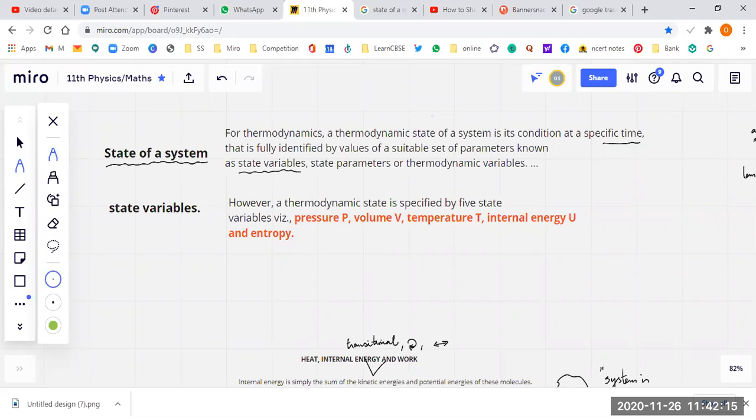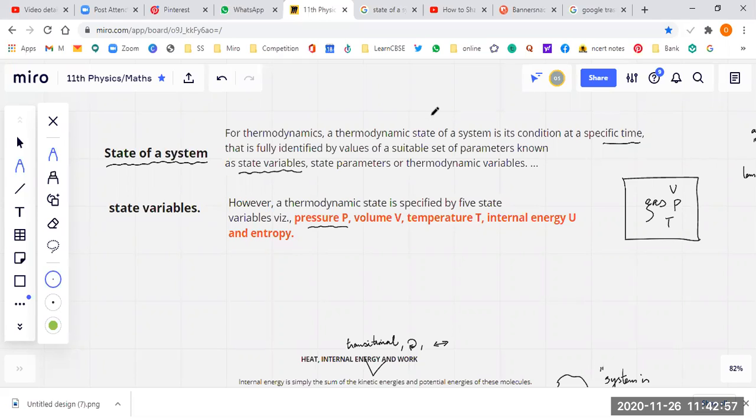What are the state variables? Students, a thermodynamic state is specified by 5 state variables. What are the 5 state variables? Number 1, pressure. Let us say this is a container, and in this container we have some gas. Obviously, the gas will have some volume equal to the volume of this container. It will have some pressure. It will have some temperature.